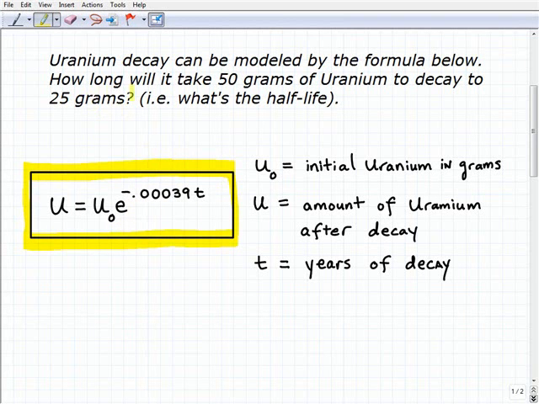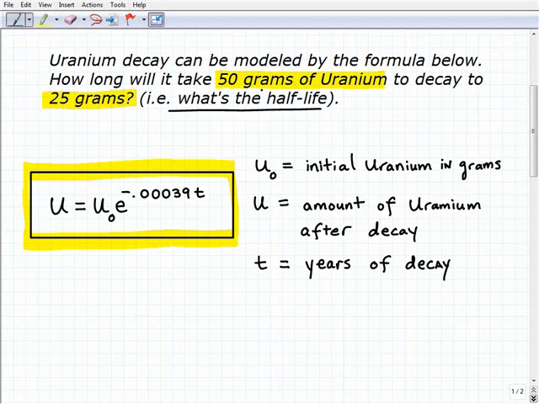Okay, and you can clearly see it involves an exponential function. So the question is, how long will it take 50 grams of uranium to decay, dwindle down to 25 grams? So we're starting with 50 grams. How long is it going to be reduced by 1/2 of its original size? And we call that the half-life. Okay, so i.e., what is the half-life of uranium? Okay, when we're talking about 50 grams.